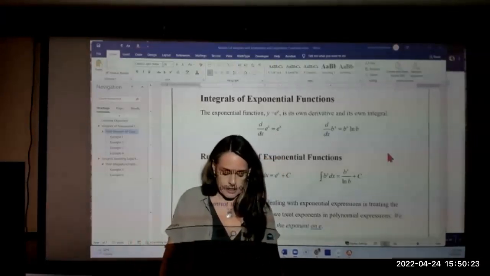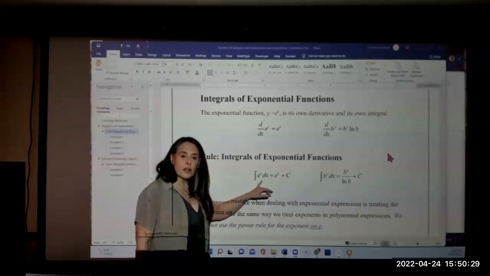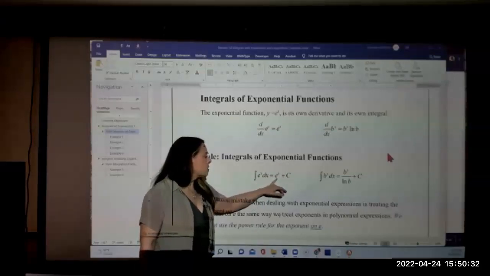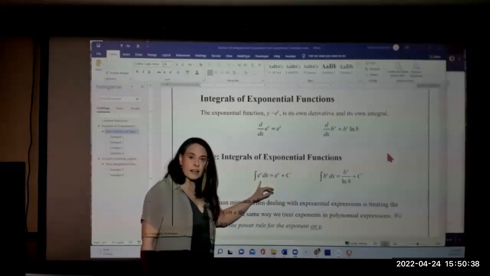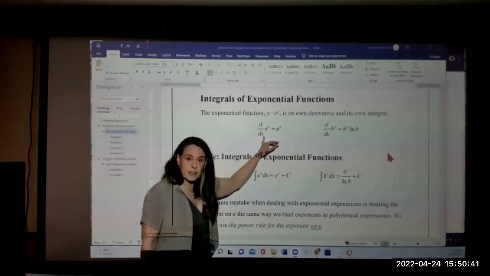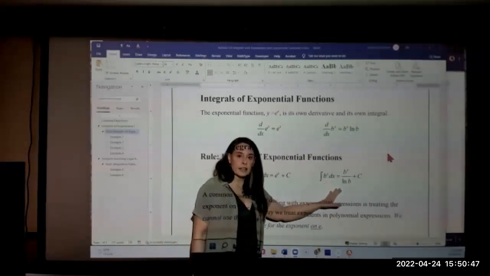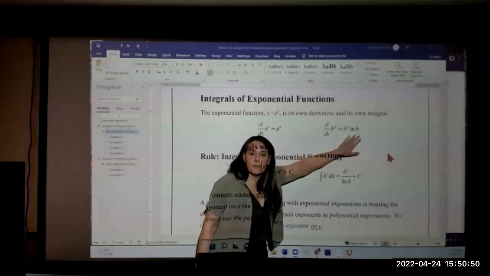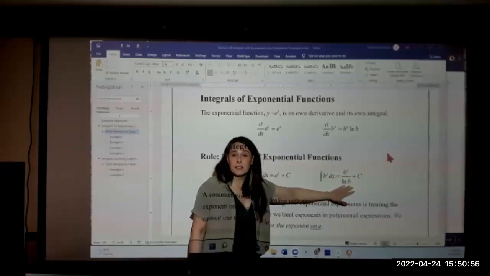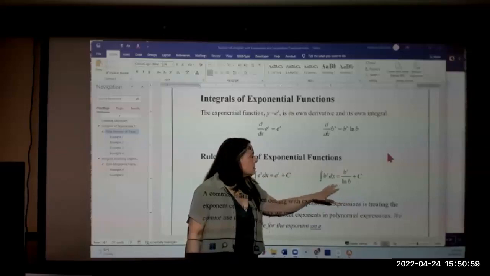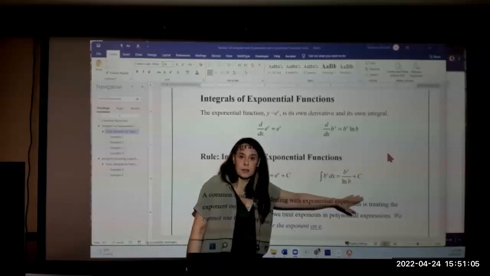Now we want to undo this process, so we want to look at the integrals of exponential functions. The integral of e to the x dx is equal to e to the x plus a constant, just as the derivative of e to the x is e to the x. Now, when we look at the integral of b to the x dx, we don't have the natural log of b that is present in the derivative. So we have to compensate by dividing by it, because it should have been there in the original, but it wasn't. So the integral of b to the x is b to the x divided by the natural log of the base, plus c.